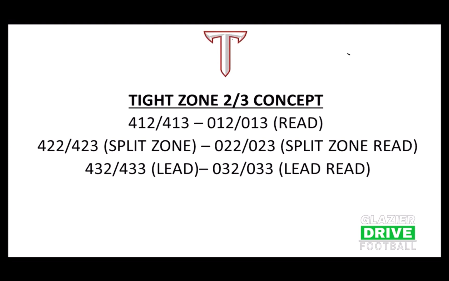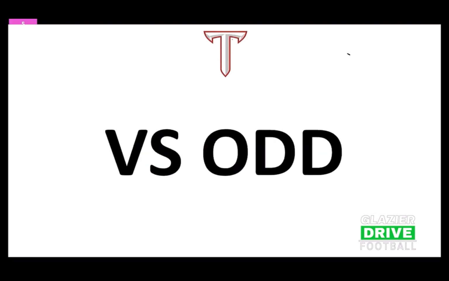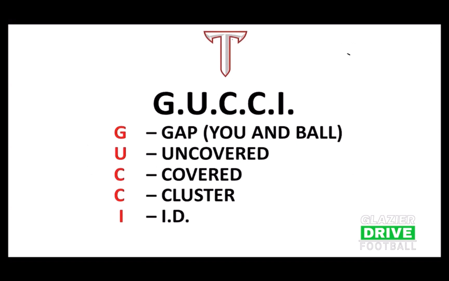So if you're in the 30s, it means we got a lead concept, which affects us a lot more when we're running versus an odd front with an overhang. It also affects us when we're running into pressure versus a stacked box. So versus an odd front, same rules. We got Gucci, so gap, uncovered, covered, cluster, and ID.